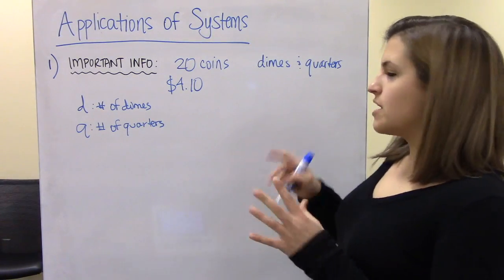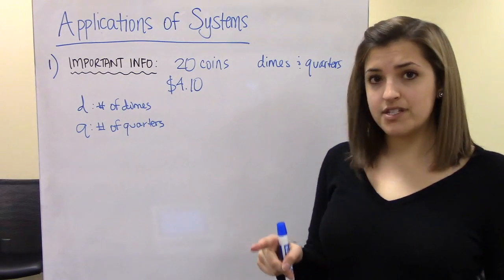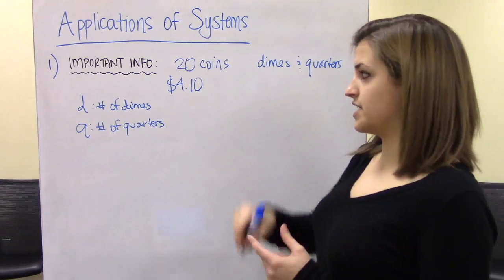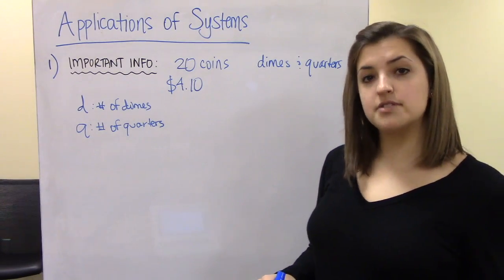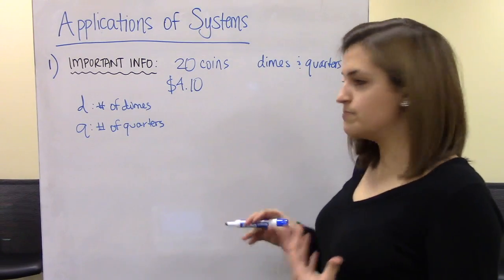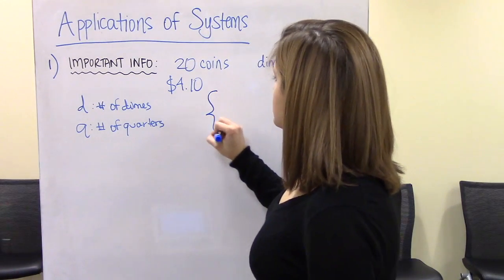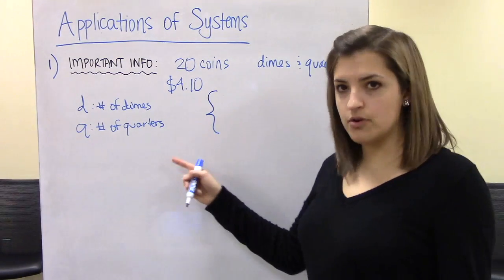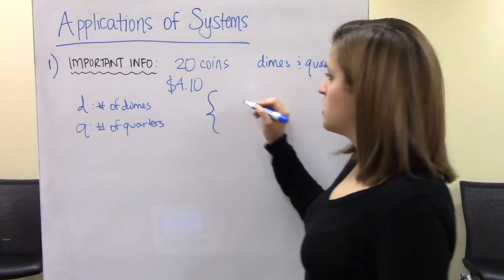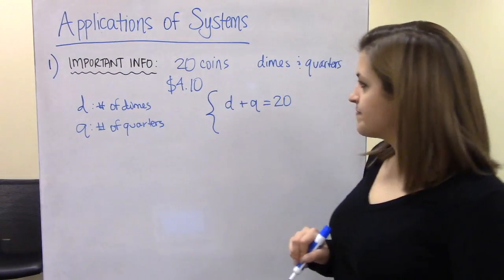So we have two types of information here. We have the number of coins, which is 20, and we also have the dollar amount, which is $4.10. So I'm probably going to have an equation for the number of coins and an equation for the money that it actually is. So I will create my system, and if I'm doing number of coins, the total number of dimes plus the total number of quarters has to equal 20. So D plus Q equals 20.